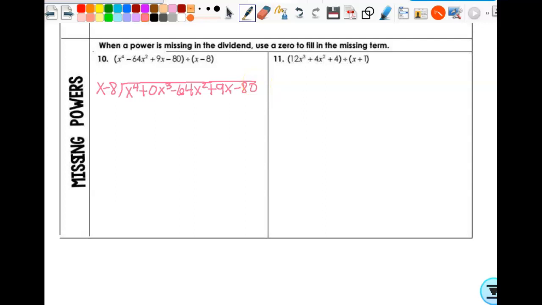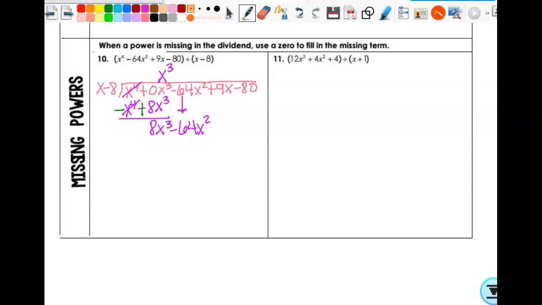Then you do it just like you do all the rest. X to the 4th divided by x is x cubed. I put it above the x cubed term, which I have because I put a placeholder in there. X cubed times x is x to the 4th. X cubed times negative 8 is negative 8x cubed. Change the signs on both. These zero out, and I have 8x cubed. Bring down my negative 64x squared. Okay, everybody with me so far?